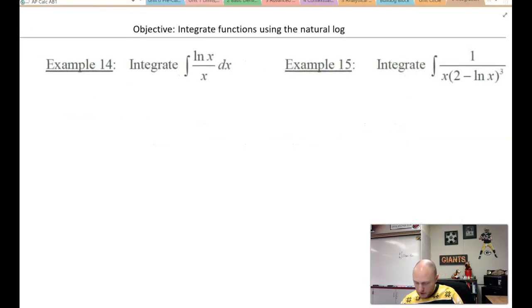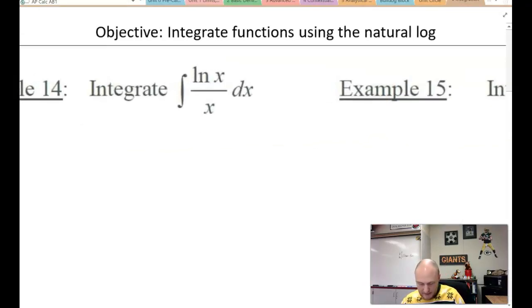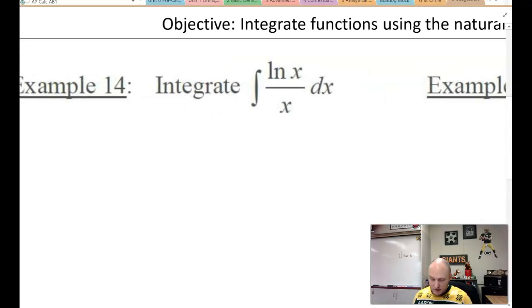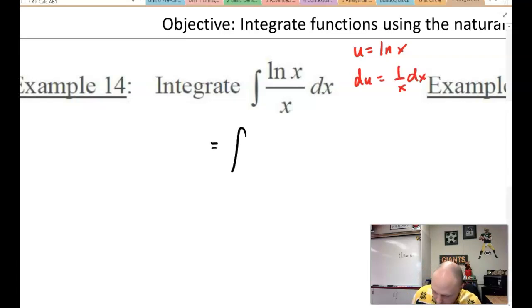Okay, a couple more examples. In this case, example number 14, they're being a little bit tricky here. You're going to see the 1 over x and you'll be like, hey, that's my u. u is equal to x. Well, that doesn't really get you anywhere. It doesn't take care of the natural log of x. So actually, the substitution we're going to make is let u be the natural log of x, and then the derivative of that is 1 over x dx. So I can rewrite this to look like this: natural log of x times 1 over x dx.